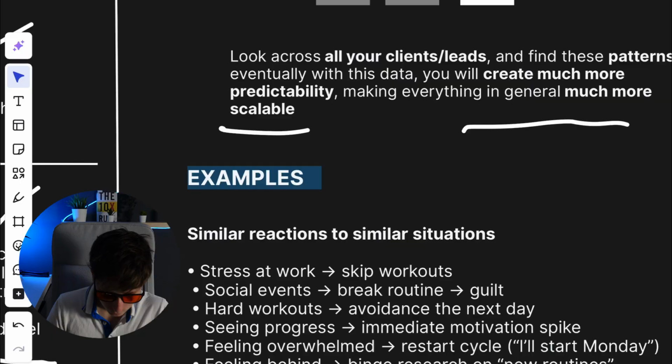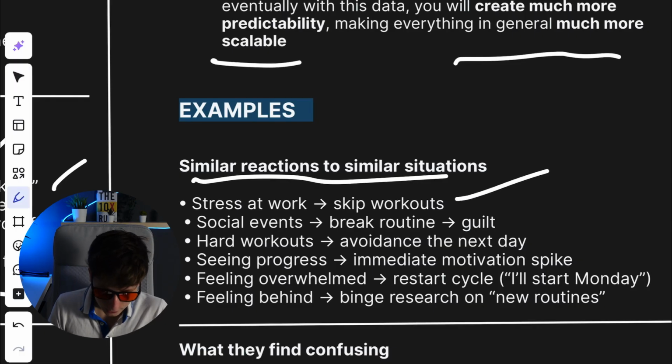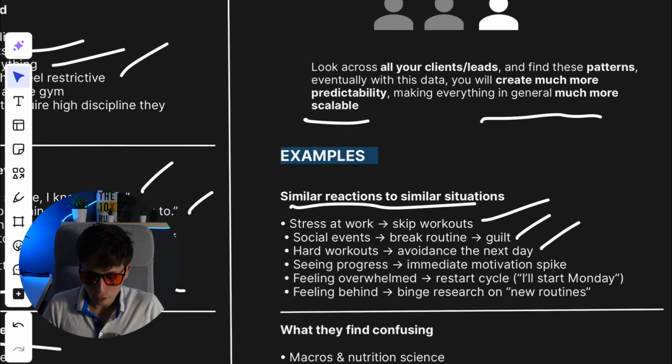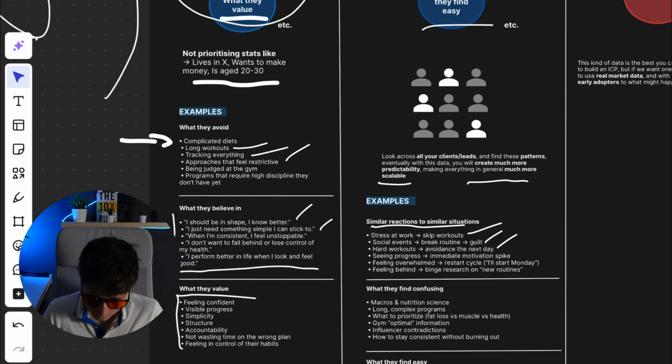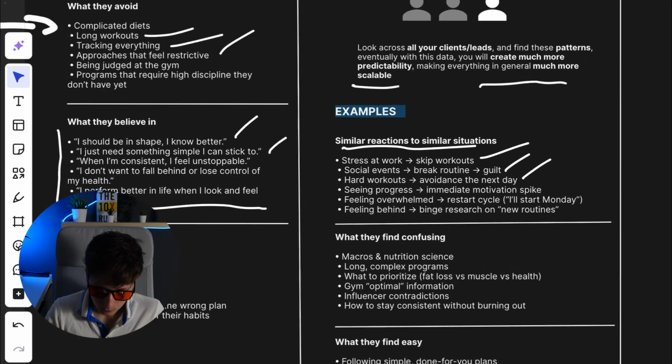So examples of this would be a similar reaction to a similar situation. For example, they're stressed at work, they skip workouts. Social media events, they break the routine and they feel guilt. They have a hard workout and they avoid the workout the next day. So you need to actually map out these reactions that they have to certain actions, right? And you need to do that for your ideal avatar, for your ideal client.